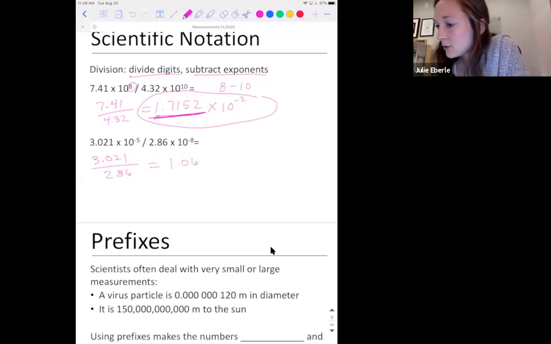And then you're going to subtract the exponent. So here we have negative 5 minus a, don't forget the negative on the 8. And remember, a double negative makes this a positive. So this is negative 5 plus 8. And you should get positive 3 for your exponent. So times 10 to the third.